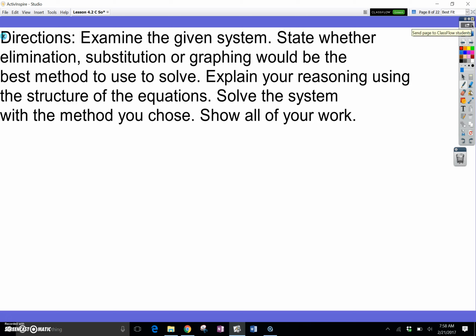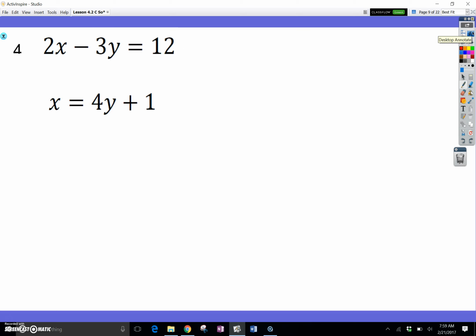So what we want to do is examine the given systems and state whether we're going to use elimination, substitution, or graphing would be the best method to use to solve. I want you to explain your reasoning and the structure of the equation. Solve the system with the method you chose. Show all your work. Okay.